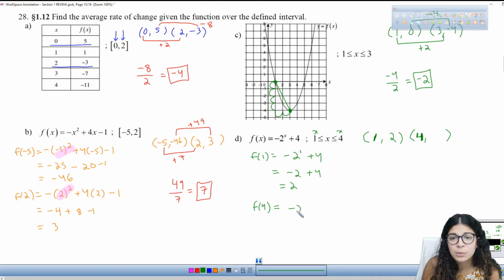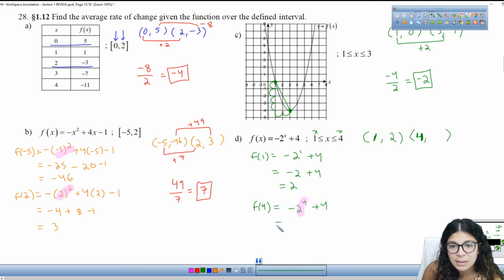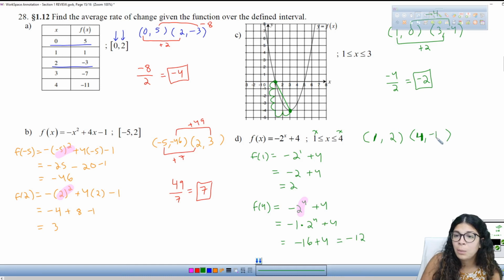Over here, this is negative 2 to the power of 4 plus 4. Now, here's where it gets tricky, guys. What has the power of 4? Is it 2 or negative 2? It's just the 2, okay? That negative is not in parentheses. So you can almost imagine this as if it was negative 1 times 2 to the power of 4. Okay? So 2 to the power of 4 is 16. So that's negative 1 times 16, which is negative 16. Negative 16 plus 4 is negative 12. So the output is negative 12.